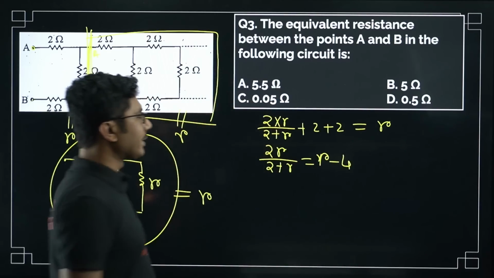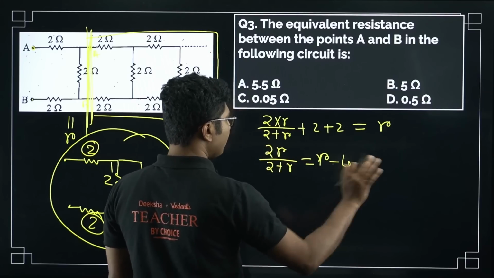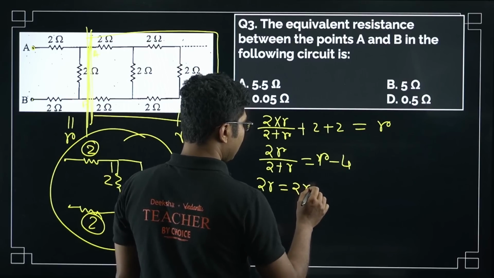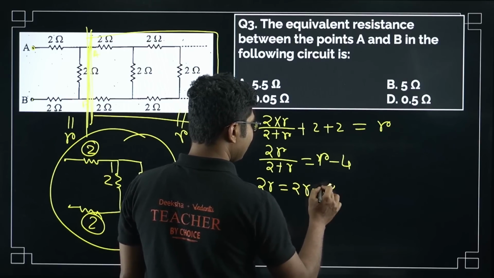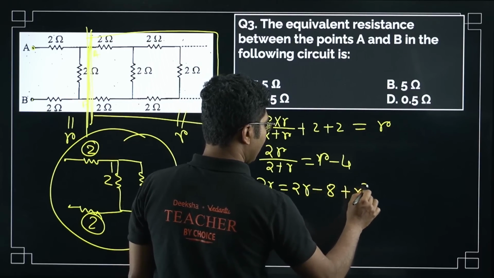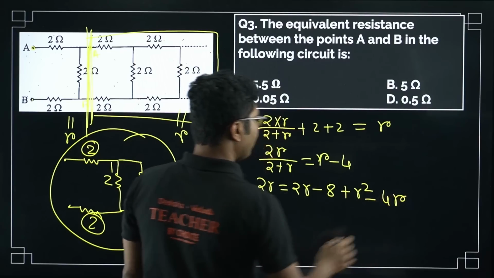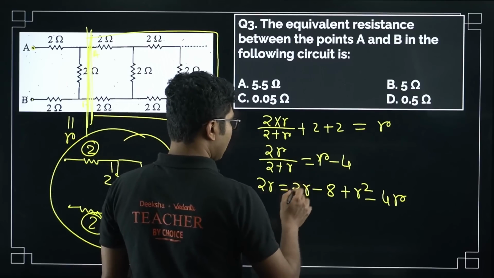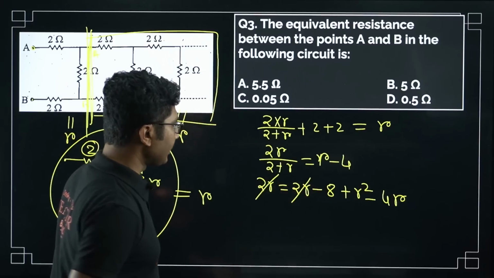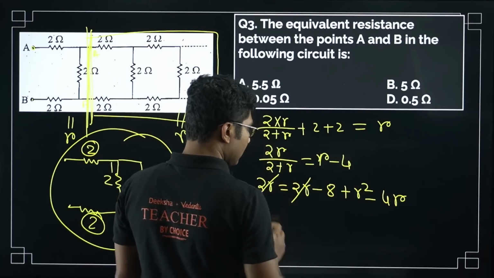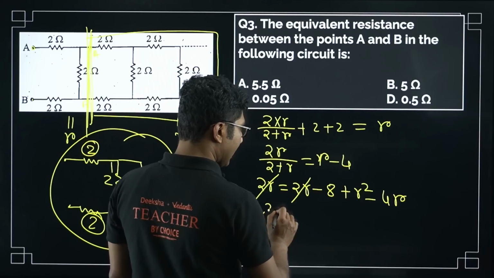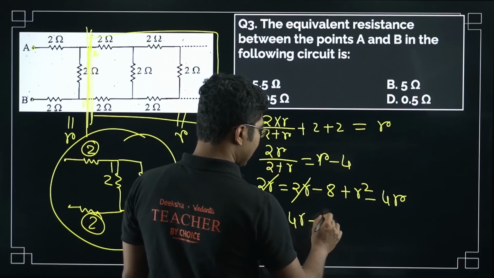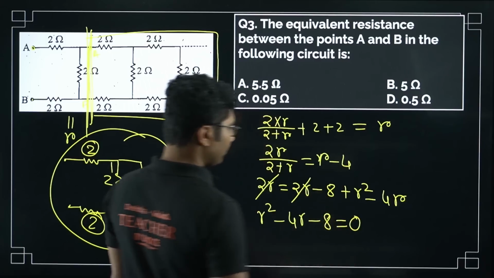Right, now there will be a quadratic equation, we have to take the positive value, so solve it. 2r equals 2r minus 8 plus r square minus 4r. Just multiply these two terms, there is no other way. Now you can cancel these 2r, both are positive. Now you have to simplify this. So what you got? You got r square minus 4r minus 8 equals 0.